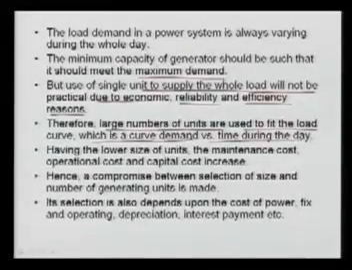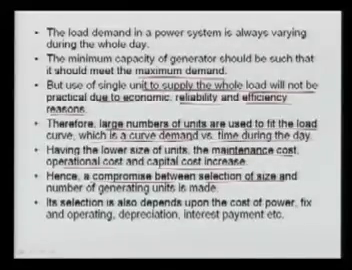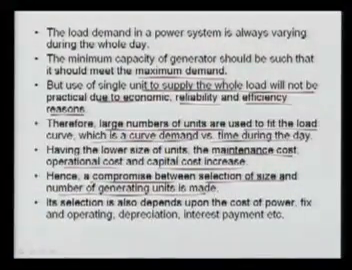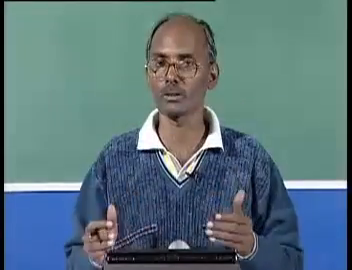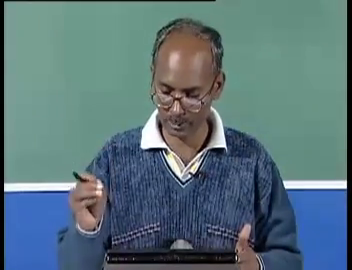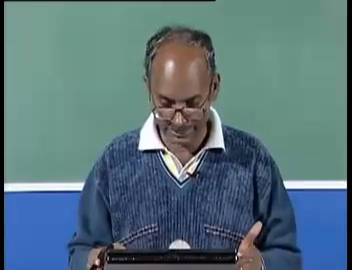Having a lower size of units, the maintenance cost, operational cost and the capital cost increase. Hence, a compromise between the selection of size and the number of generating units is made. So we always go for a compromise between these two. Its selection also depends upon the cost of power, fixed and operating cost, depreciation, interest payment, etc. There are so many factors, and we always go for a techno-economic analysis, and then we decide this is the optimal and suitable size of your generating station.